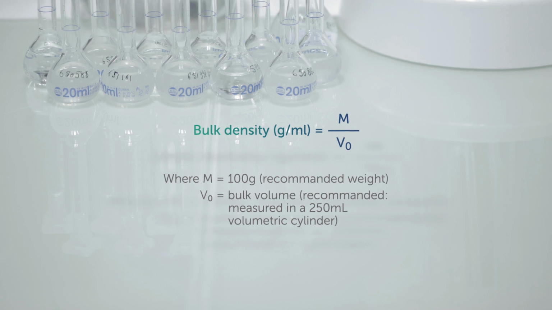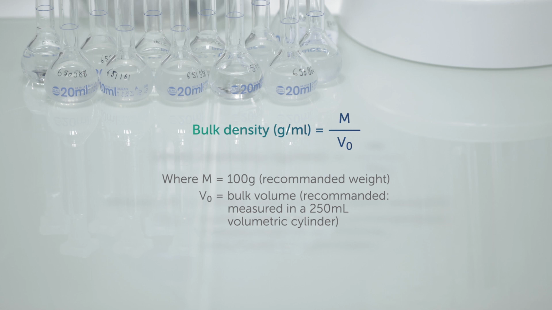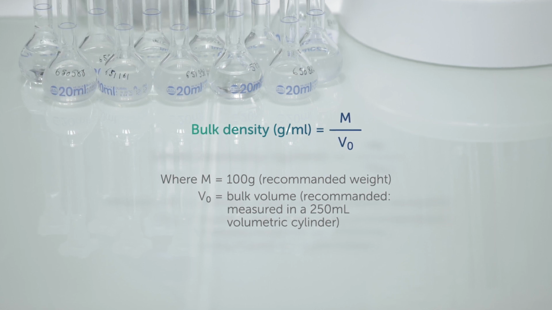Bulk density is obtained by adding a known mass of powder to a graduated cylinder. The density is then calculated as mass over volume.